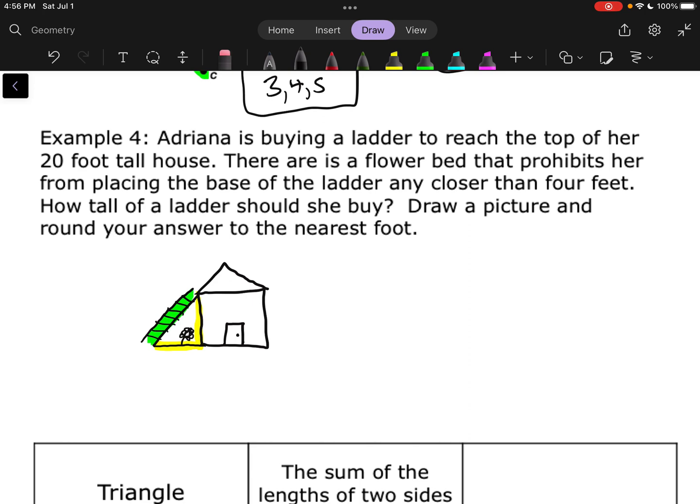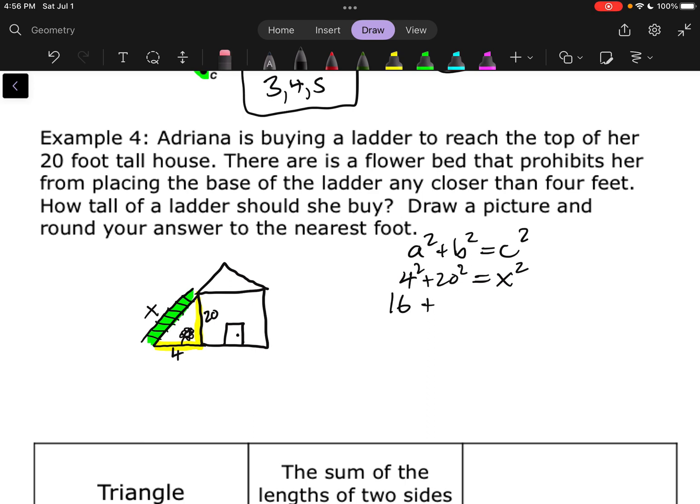We know that the house is 20 feet tall. So that's the 20. And we know that the ladder can't be any closer than 4 feet because of that flower bed. That flower bed is 4 feet. So we want to figure out how long this ladder should be. So that's going to be my x. So now that I've got my picture, I know that my a and my b, my legs there, are the 4 squared and the 20 squared. And I want to know how long that ladder needs to be. I want to know what that x is.